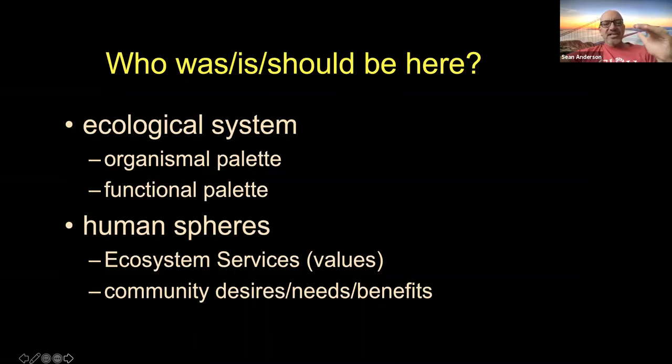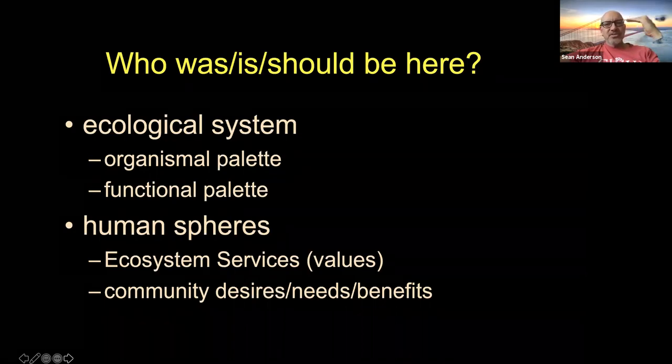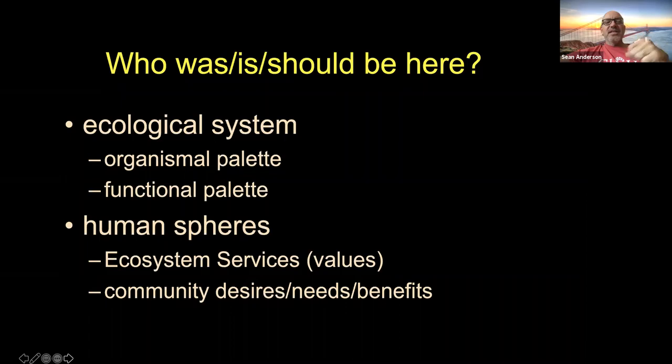So the ecological stuff and the human stuff. The ecological stuff is usually broken down into the individuals themselves, or the organisms themselves, and then the functioning. And in the human spheres, some of the ecosystem services are maybe not necessarily individual focused, but more community, society, economic focused. Whereas the community desires, needs, and benefits are much more of a focus with individual community members. What do you need? What do you like to see in this site, or what do you remember seeing in this site, et cetera?